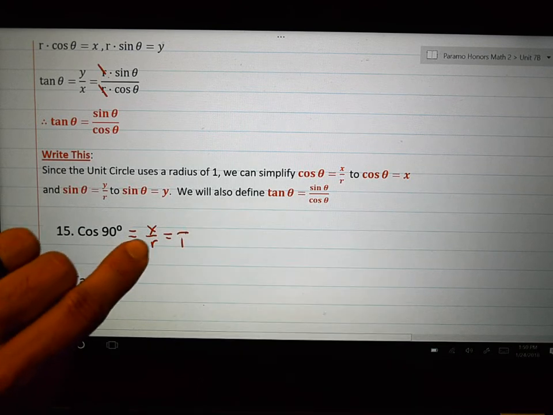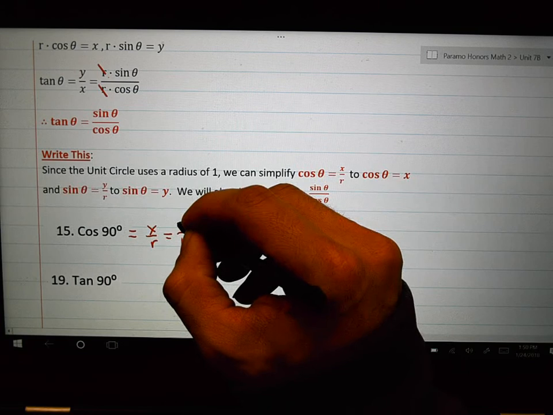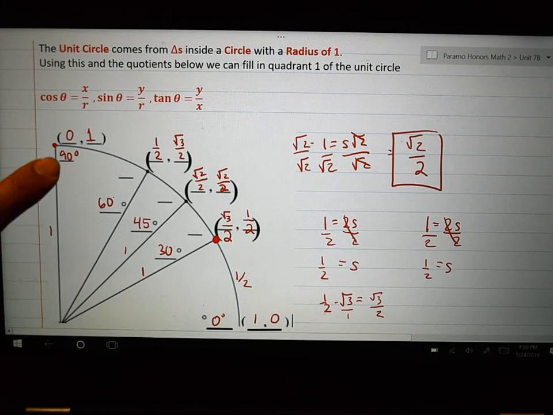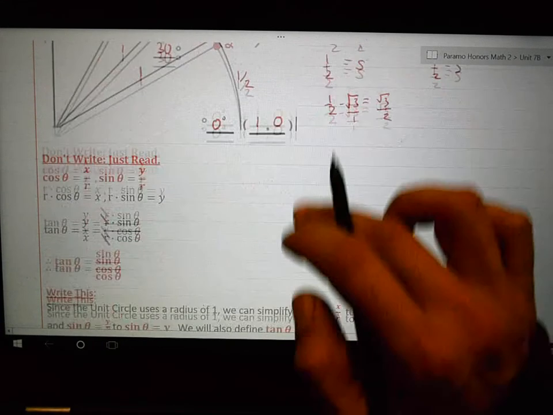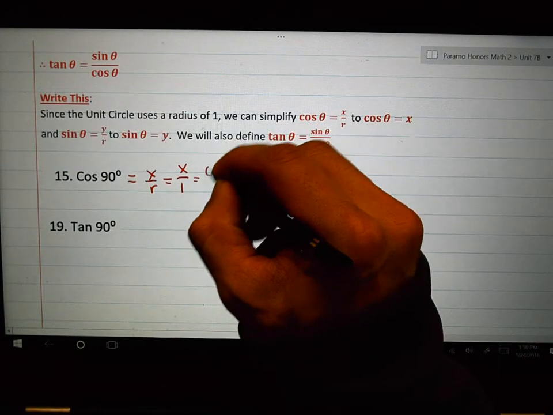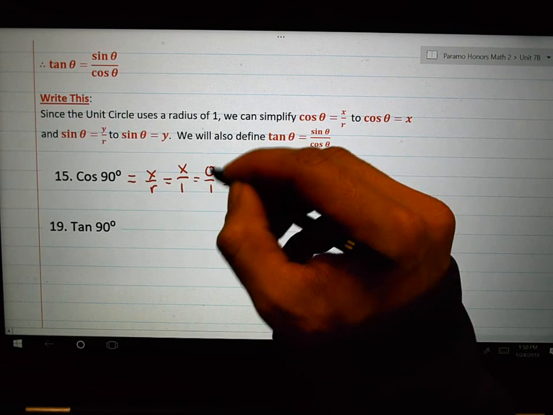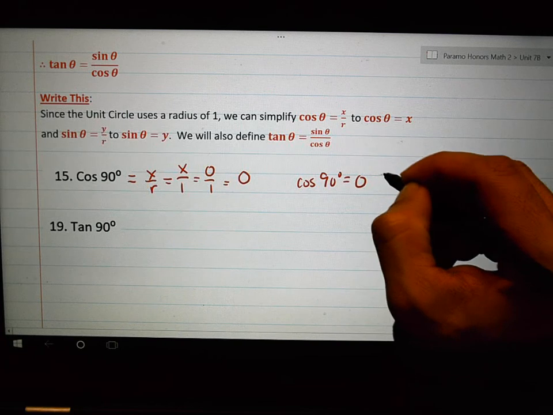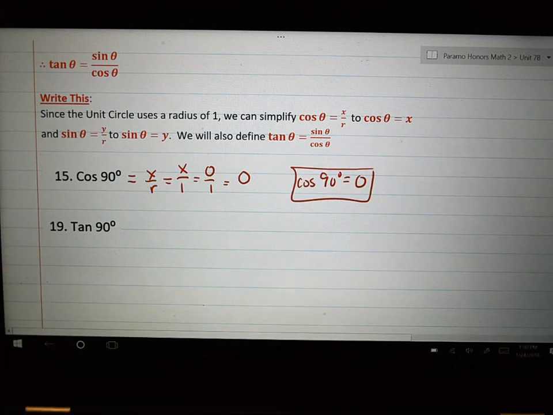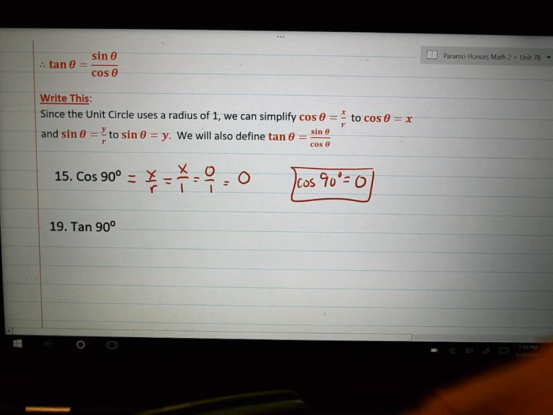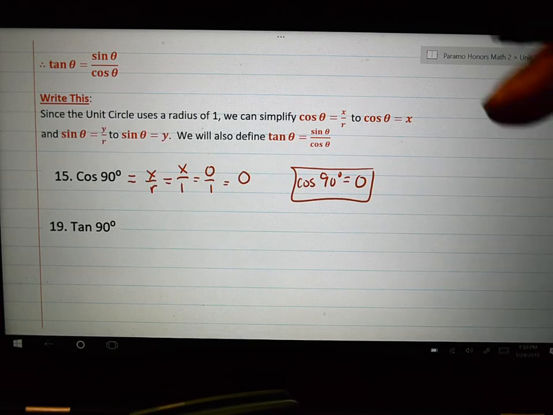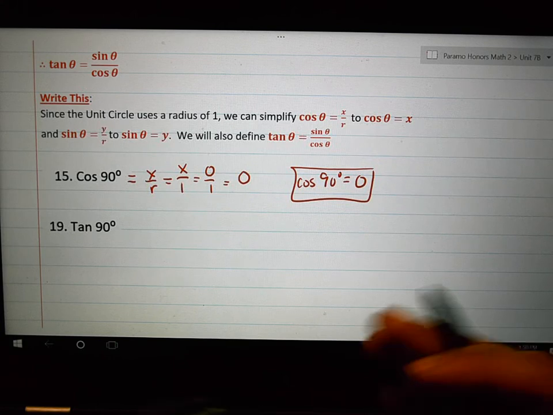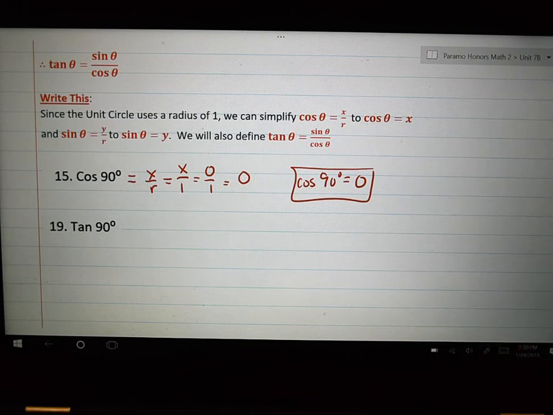We're trying to figure out what the x-coordinate is. 90 degrees. What's our x-coordinate up here? If you said 0, you're absolutely correct. What is 0 divided by 1? So the cosine of 90 degrees is 0. And that's how we're going to use this unit circle to answer our questions. We're going to look at x-coordinates for cosine and y-coordinates for sine.